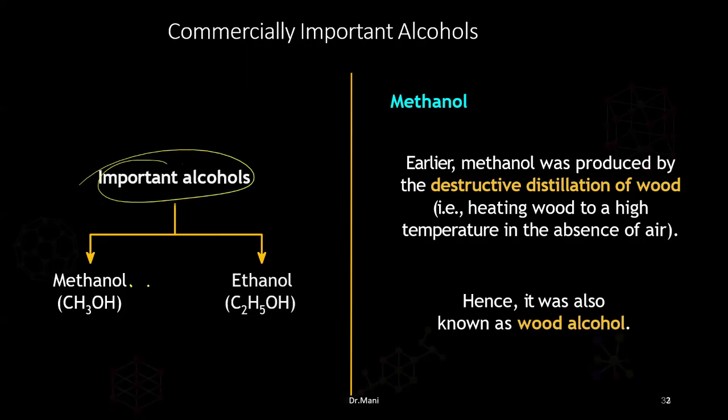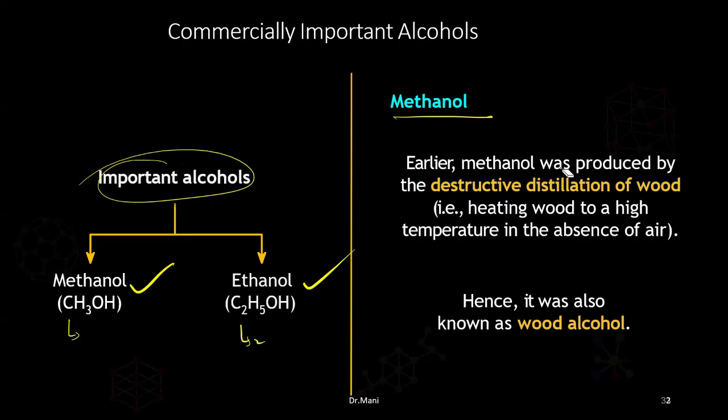Alcohols can be methanol or ethanol. Mostly they are classified into either methanol or ethanol. Methanol has only one carbon, and ethanol has two carbons, with the functional group OH, so we call it ethanol. So how do we prepare methanol?